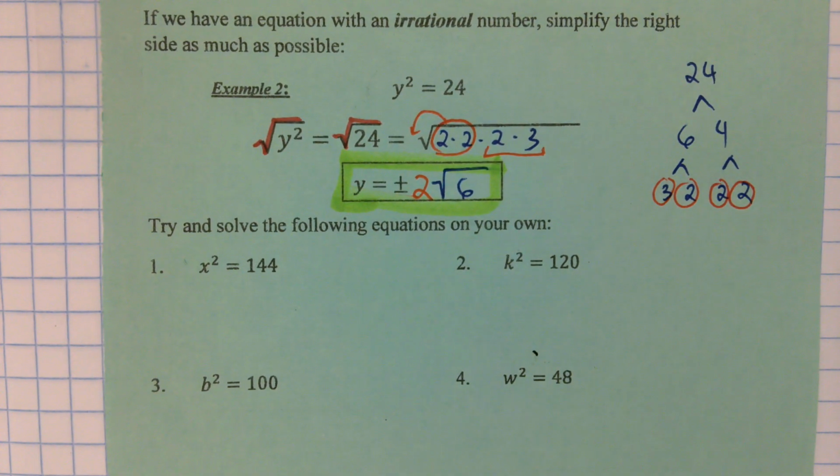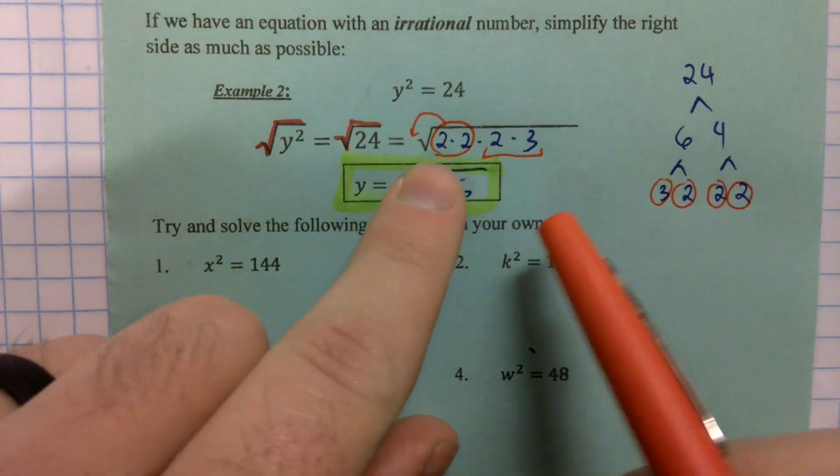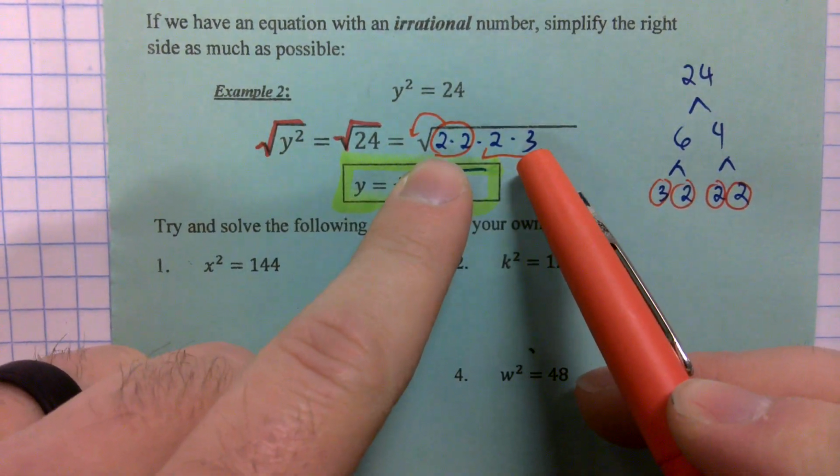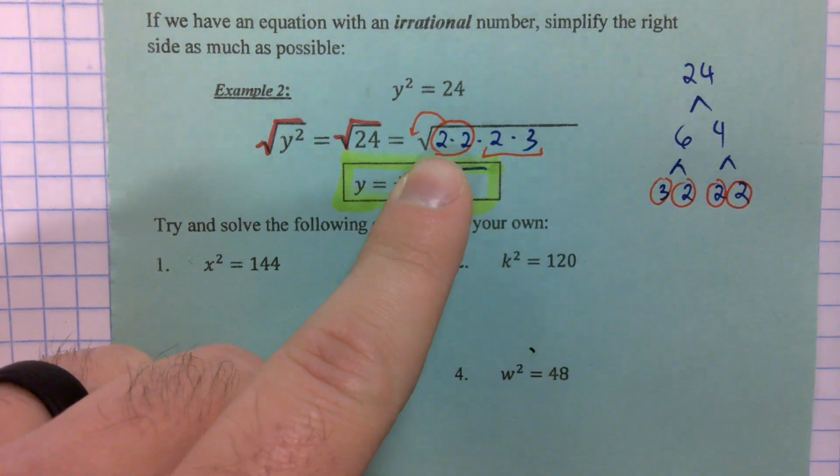Yeah? So, like, what if we have, like, two of the same. You mean, like, if we had a 2 times 2 times a 3 times a 3? Yes, exactly.